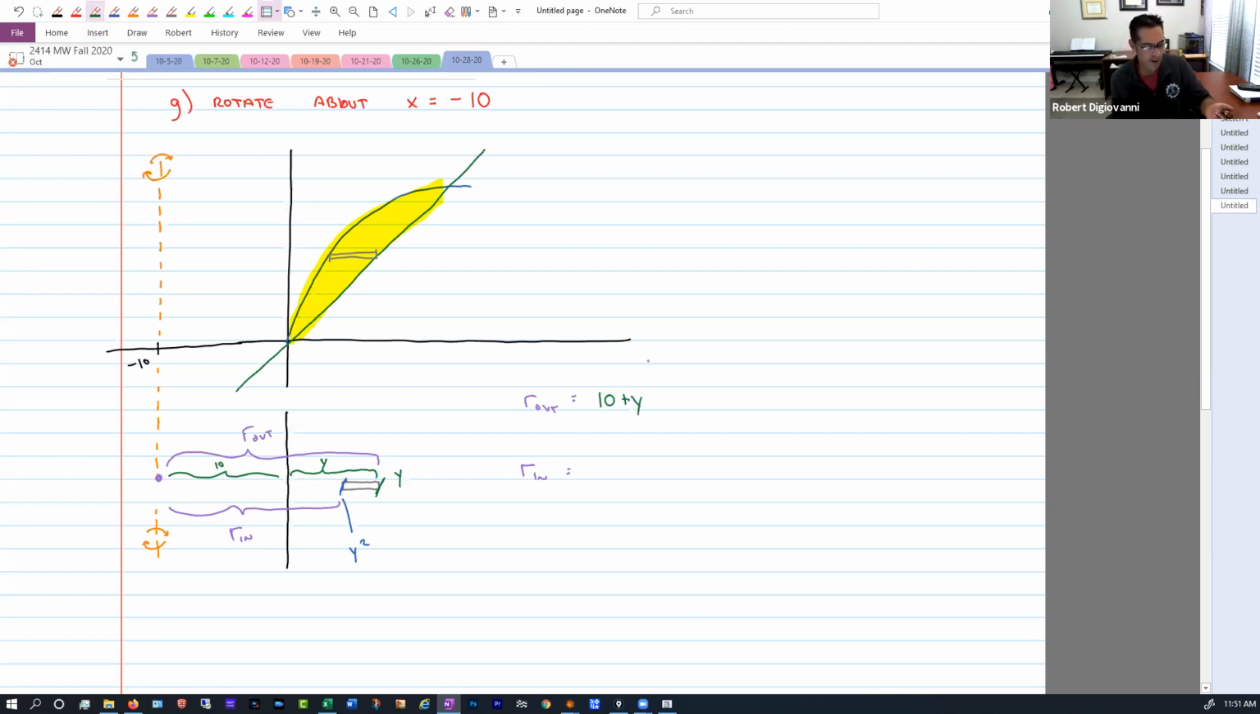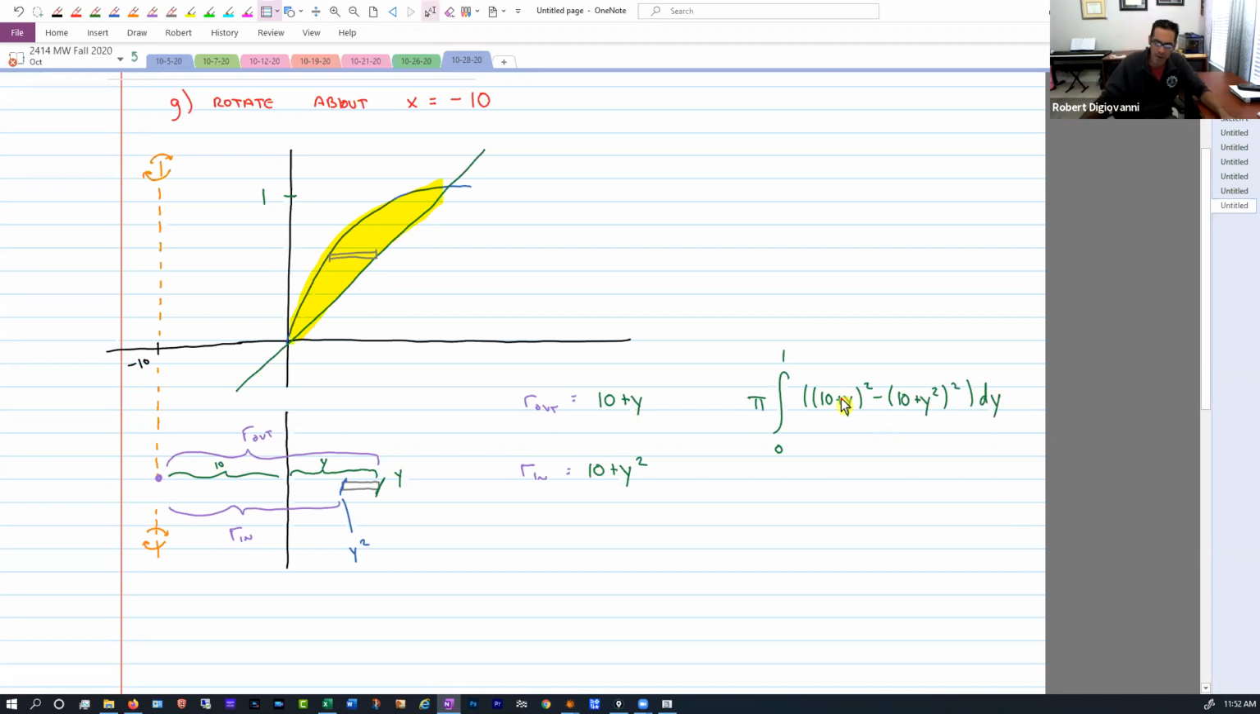Similarly, the inner radius should be 10 plus y squared for the same exact argument, right? And that's it. You got it. Pi, integral 0 to 1. Now 0 to 1 is because of C and D now, right? We're talking about the one up here, not 0 to 1 on the x. And then we have the outer radius squared, (10 plus y) squared, minus the inner radius squared, (10 plus y) squared, and then dy.